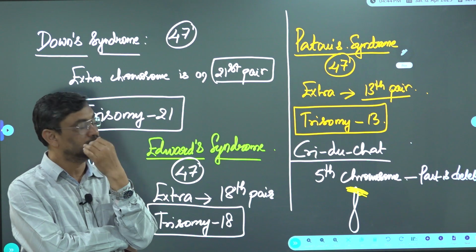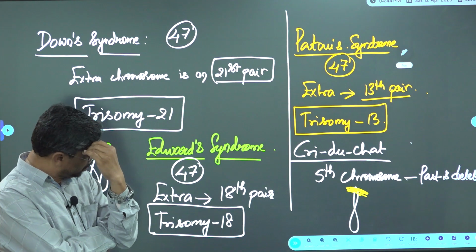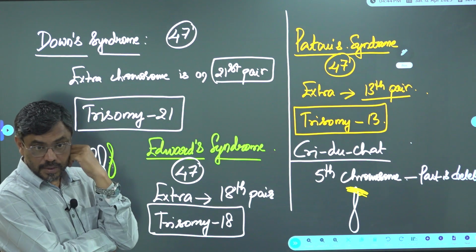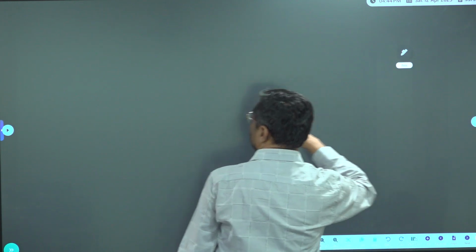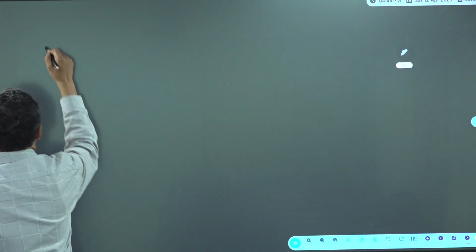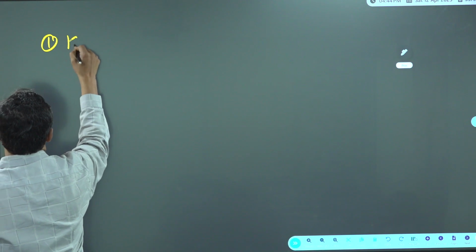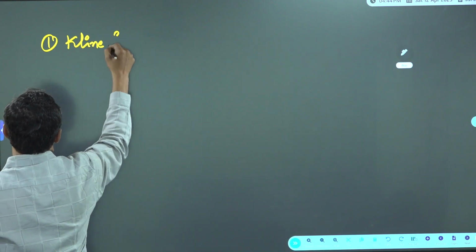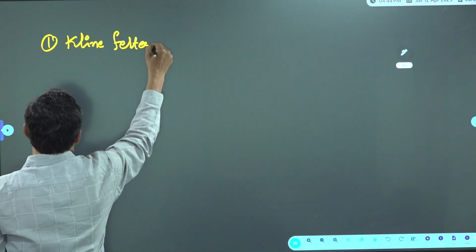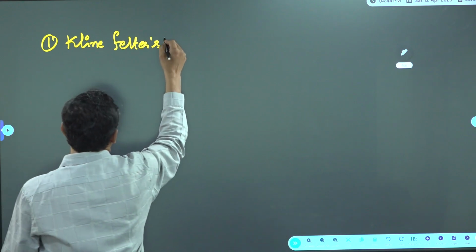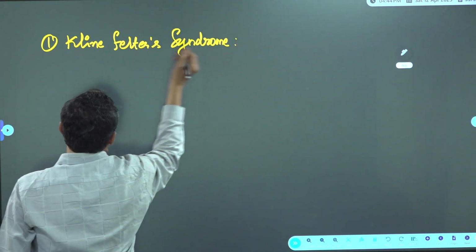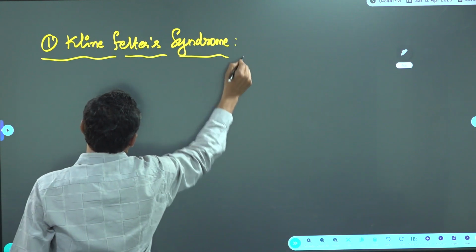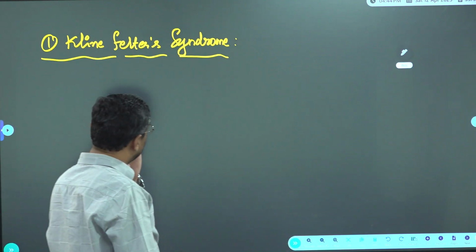Over. So these are autosomal abnormalities. And next, allosomal abnormalities, that is Klinefelter's syndrome. Klinefelter's syndrome.